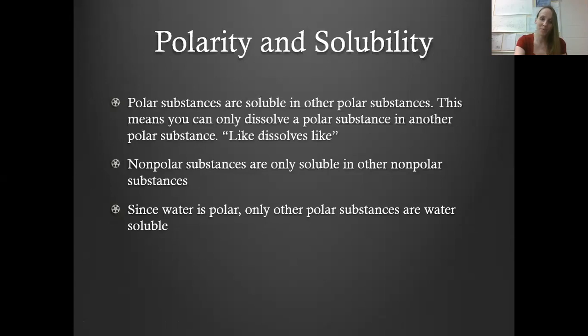I am at the end of this, by the way, going to go over some more examples. So, polarity and solubility. Polar substances will dissolve in other polar substances. We usually say that like dissolves like. So since water is polar, any polar substance will dissolve in water. Non-polar substances will only dissolve in other non-polar substances. So non-polar things will not dissolve in water.